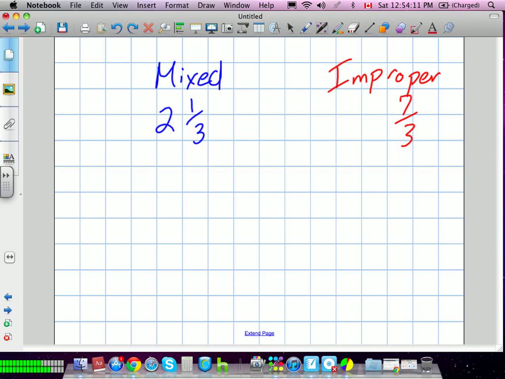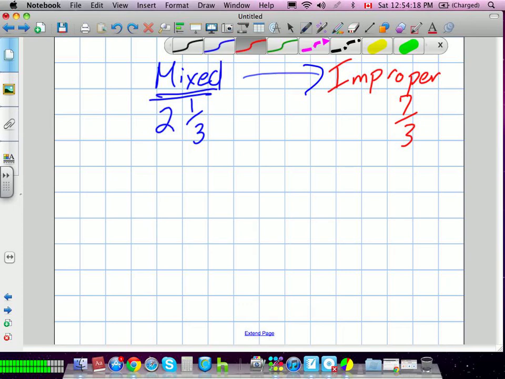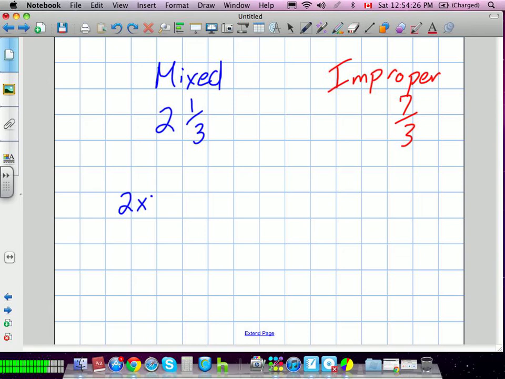Now we're going to change our mixed into an improper fraction. So we're working with just the mixed right now. What do I need to do? You would need to multiply the 2 and 3. So I'm going to say 2 times 3 in brackets here, and it would equal 6. And what would I do after that? Then you'd add the 1 on top. I'd add the 1. And what's it all going to be over? It's going to be over 3. The denominator stays the same as it was. That's right. So it would be 7 over 3.